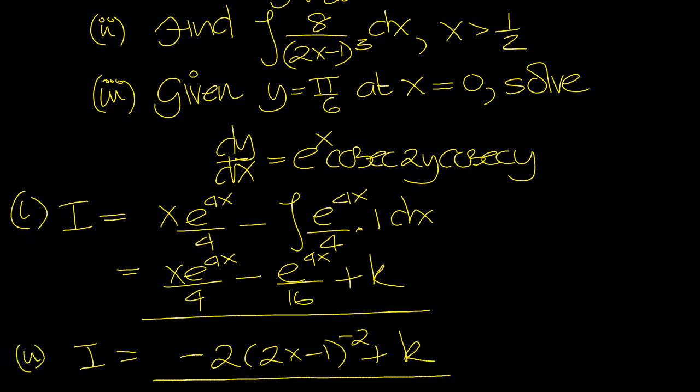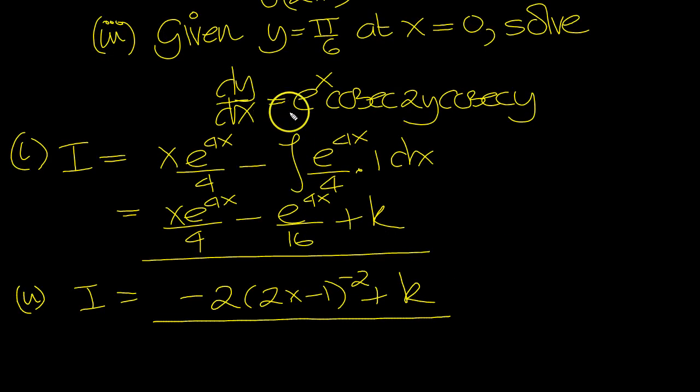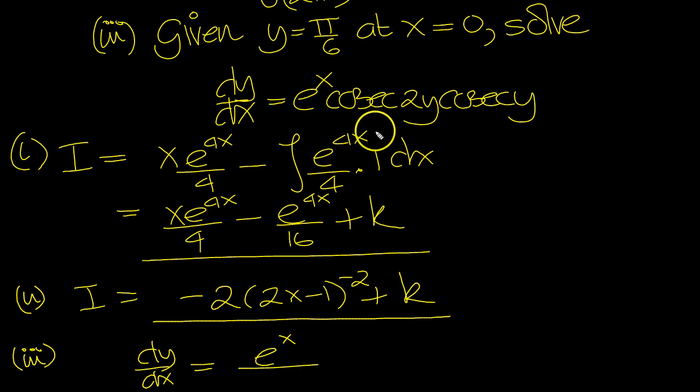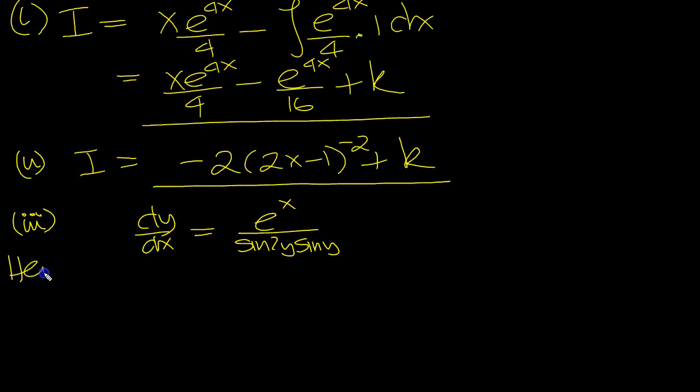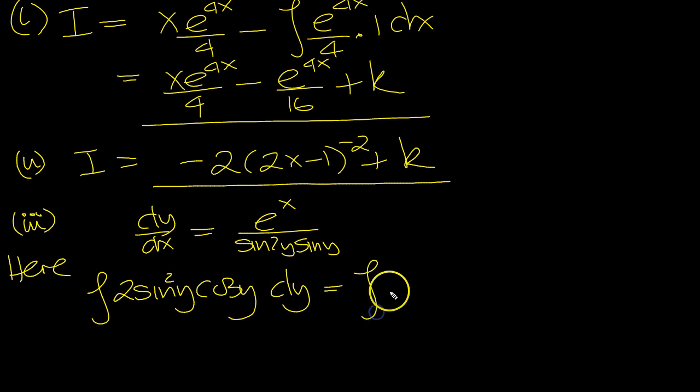Now part 3. Okay, separate the variables and integrate. dy dx then is equal to e to the x over, this is sine 2y and this is sine y. Okay, so let's separate the variables and integrate. Integral sine 2y. Sine 2y is just 2 sine y cos y, times by another sine y. So that's what we got there, and we bring it up to be with the dy, is equal to the integral of e to the x dx.